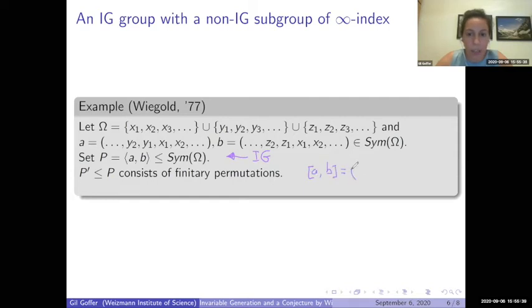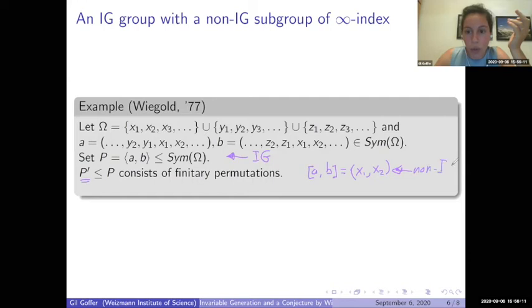One can do the calculation and find that, for example, the commutator of A and B comes out to be this transposition, and other commutators as well. Elements in the commutator subgroup P prime are all finite products of transpositions, and so I know that they are all finitary permutations. Why does this imply that this group is non-IG?